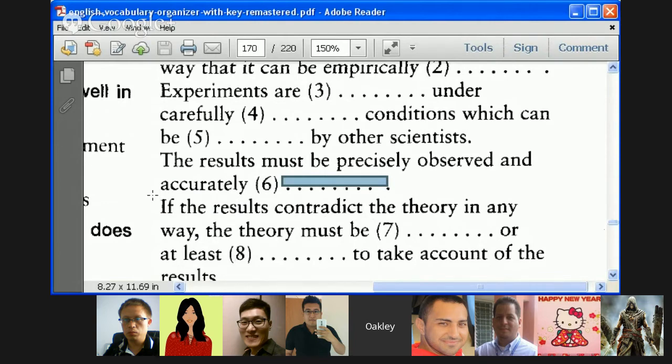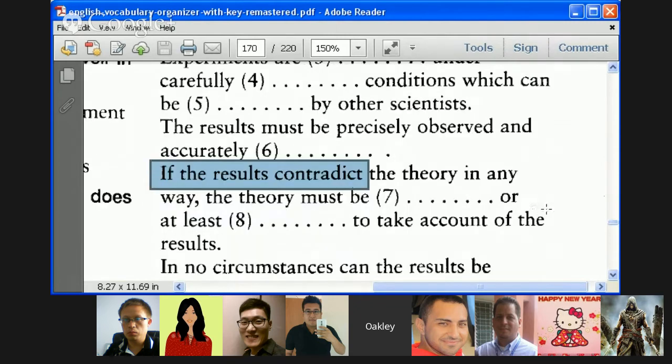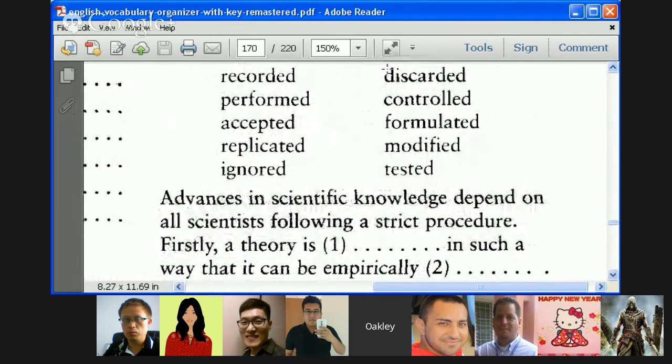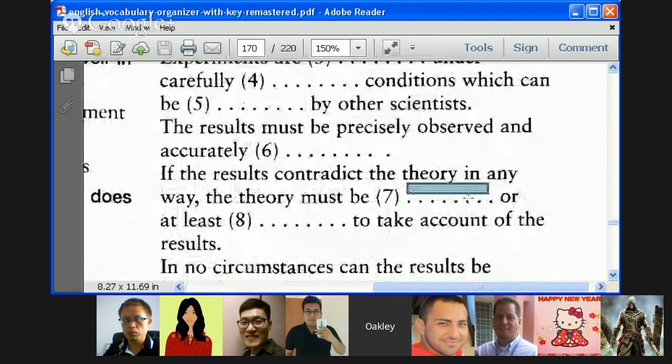Okay, Jean. If the results contradict the theory in any way, the theory must be ignored, discarded. Okay, yes, discarded. And then, or at least something to take account of the results. To take account of the results. So if in any way the repeated tests contradict the theory, then the theory must be discarded, thrown away. Or at least, what?